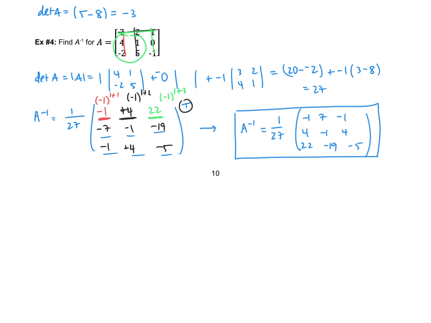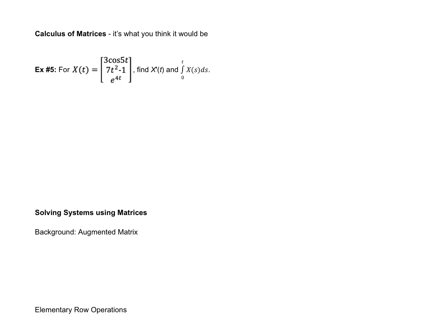What we're going to go on to now is we're going to do some quick chatting about the calculus of matrices, and then we will move on to our next objective. So in terms of the calculus of matrices, like finding the derivative or finding the integral, it's exactly what you think it would be. So taking a look at this example number 5, we have x of t is these three functions in a matrix. We're finding the derivative, and then we're taking an integral. So if we want x prime of t, all we are doing is we're taking the derivative with respect to t of that first function, and we're taking the derivative with respect to t of the second function, and we're taking the derivative with respect to t of the third function.